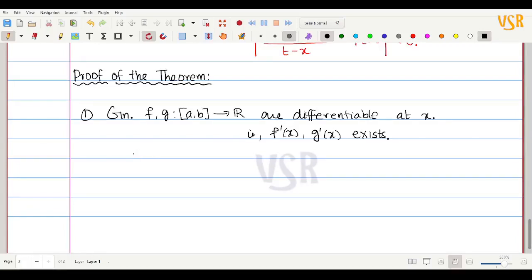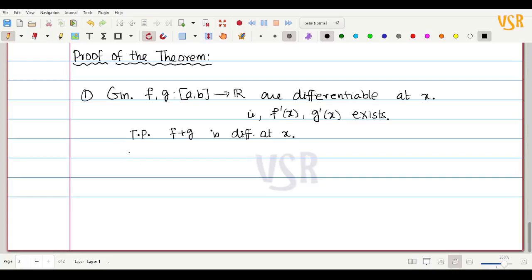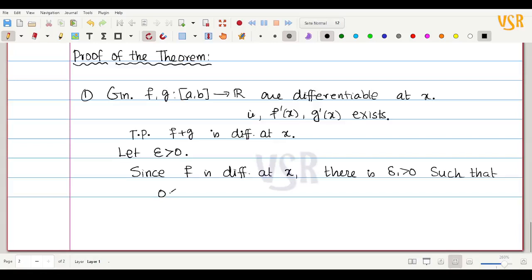Okay, what do I have to prove now? To prove f plus g is differentiable at x. Let us prove it. So let epsilon be positive. Since f is differentiable at x, there is a delta 1 positive such that I may write it in this way: 0 strictly less than modulus of t minus x less than delta 1 must imply that modulus of f of t minus f of x divided by t minus x minus f dash of x is less than epsilon.